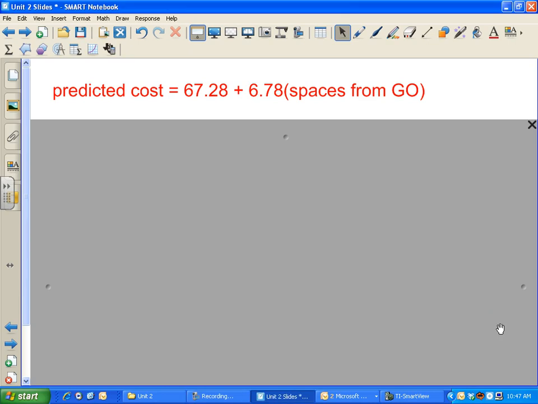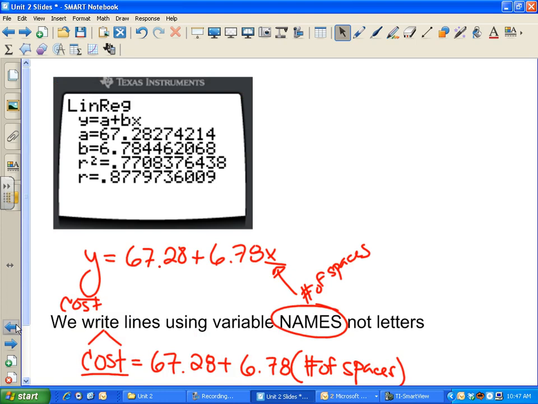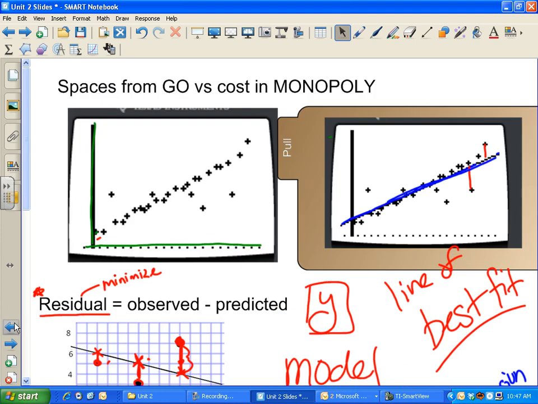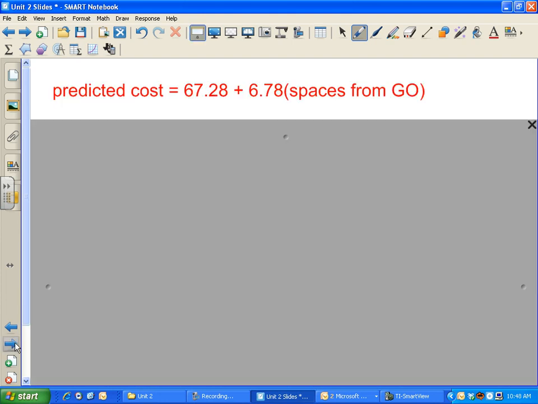Right, so we worked last time to create an equation of the line that best fits our data. Just to refresh your memory, last time we were looking at our data set from Monopoly, the number of spaces versus the cost of a property. We ended up finding this line that best fit the data according to our least squares regression. So what we have here is the equation of that line. The predicted cost is equal to 67.28 plus 6.78 times the number of spaces from go.